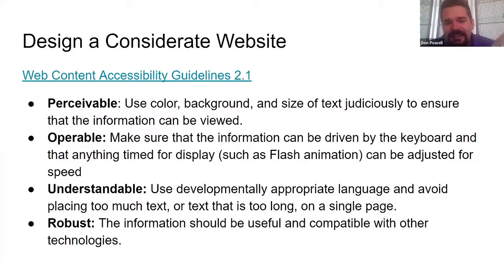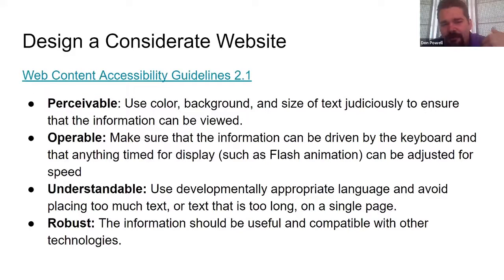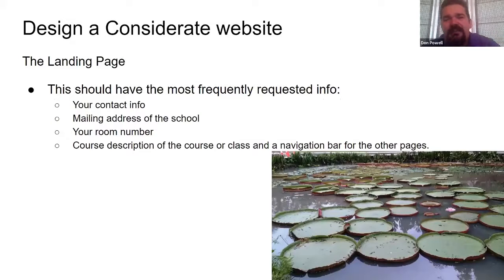Considerate websites, these are the things that you're looking for in terms of designing a considerate website. If you're building a class website, if you haven't already done so, if you're a nerd and you're into web content accessibility guidelines, that's the latest and greatest that's out there in terms of what they need to be: perceivable, operable, understandable, robust. Things that you should think about when you're designing your website, having your landing page, what should be on your landing page.